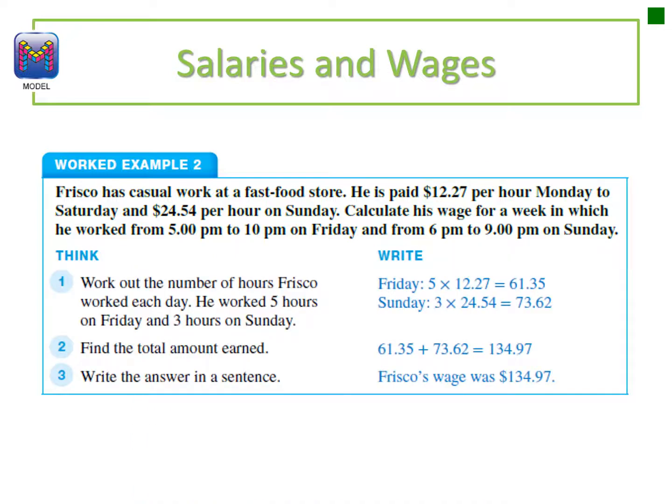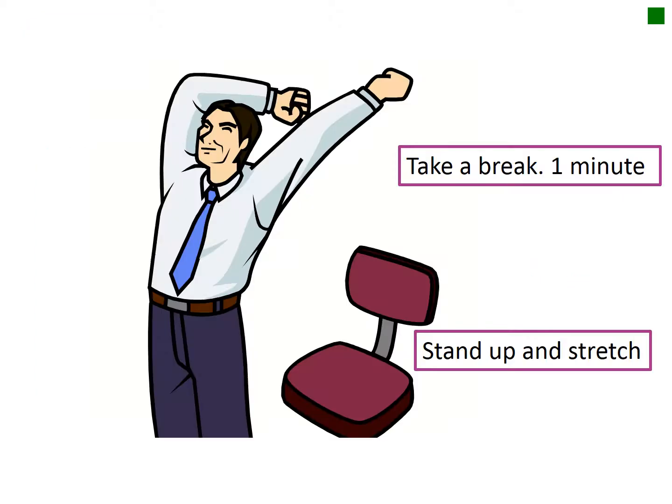Here we go. So 5 hours times the lower rate of pay, 5 times $12.27 is $61.35. 3 hours at the better rate of pay gives him a lot more money. We add those two together, which is this number here, put a dollar sign on it. Frisco earns $134.97 for that week for working the hours that he did on the days he did.